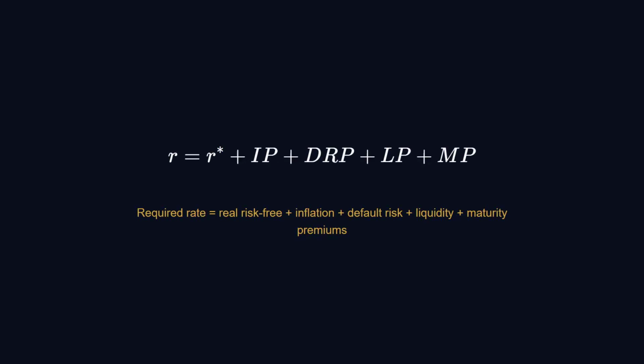Here is the complete formula. The required interest rate on any security equals the real risk-free rate, plus the inflation premium, plus the default risk premium, plus the liquidity premium, plus the maturity premium. Notice the first two terms together form the nominal risk-free rate. The last three terms are the risk premiums. This formula is the foundation for how the CFA curriculum thinks about interest rates everywhere. Let me show you what each piece means with a real example.